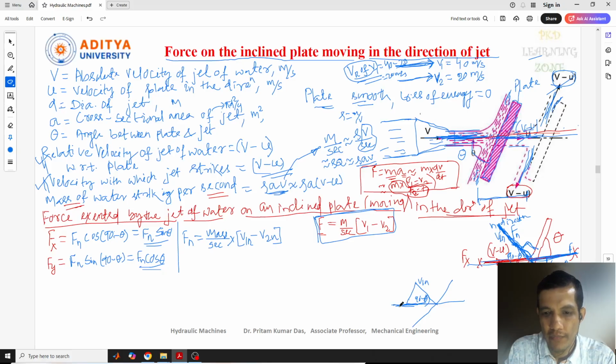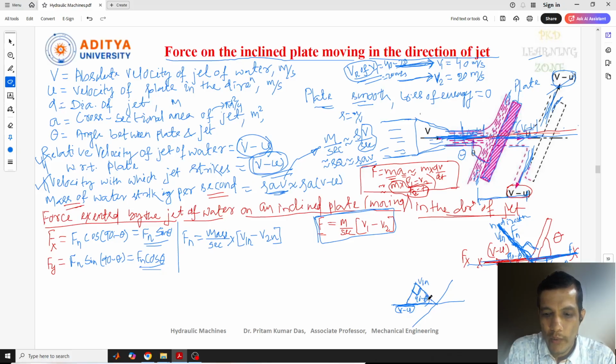Now because we know that this is our v minus u. We have seen this already. This is v minus u, the velocity of the jet which strikes the plate. So this is v minus u, and this is 90 minus theta. Now this one, as I have taken, is our perpendicular, a right angle. You can see now this is theta.